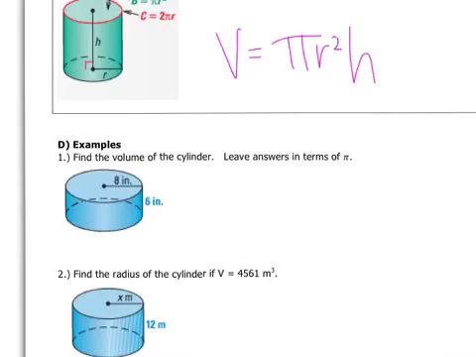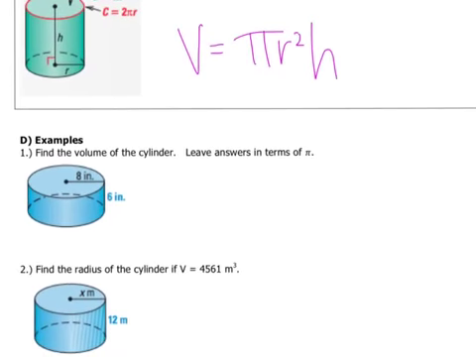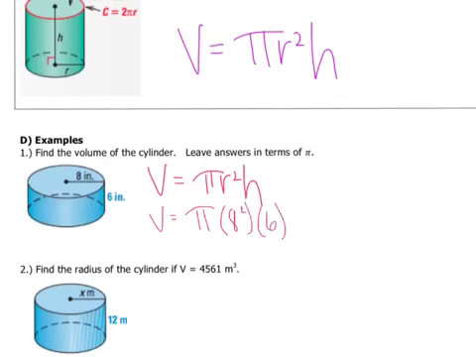Find the volume of the cylinder. Again, notice that we are leaving our answers in terms of pi. So start with your formula. Would we not square it because it's not area? So the radius of our base is 8. The height of our cylinder is 6. Make sure that you follow order of operations. Exponents come before multiplication. So we need to square 8 before we multiply it by 6.